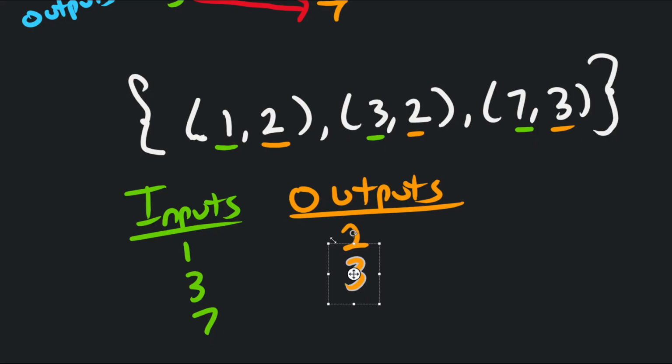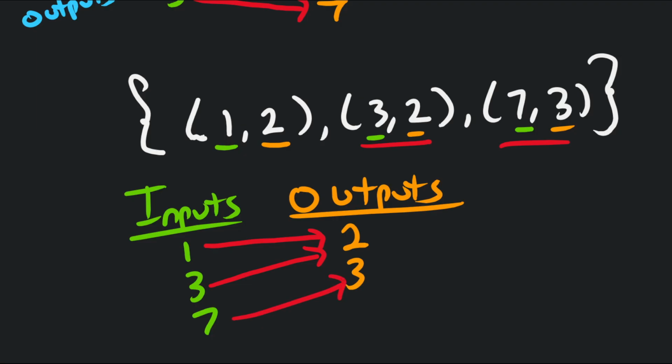And let's go ahead and draw some arrows. So in this first ordered pair, 1 goes to 2. And in the second ordered pair, 3 goes to 2. And in this third ordered pair, 7 goes to 3. Now, check this out. 1 and 3, both of these inputs both go to 2. So this output right here, 2, has 2 inputs, 1 and 3.